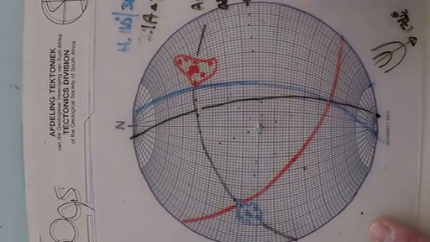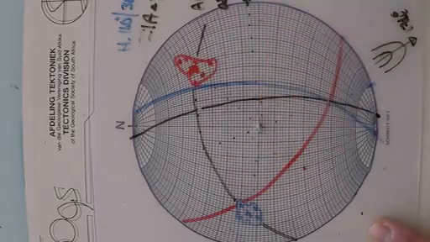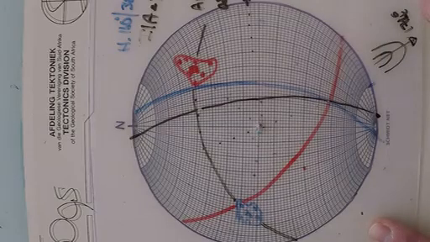So now you already know which direction the hinge line is pointing. You know the angle between the limbs. You also know the orientation of the actual plane, and that is a lot of data that you can use to classify your fold.